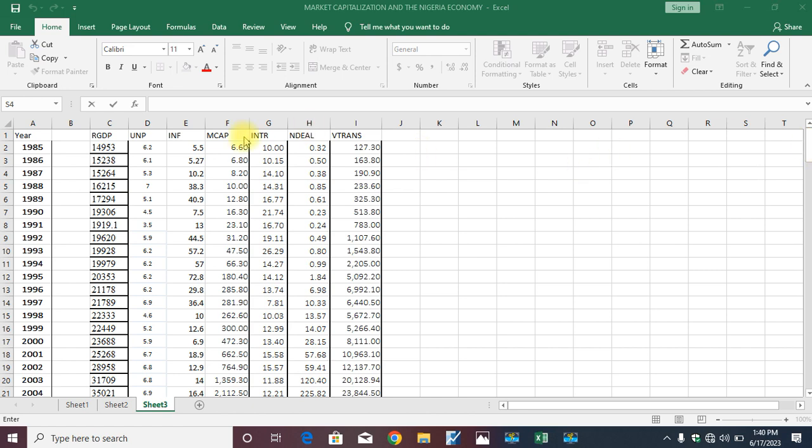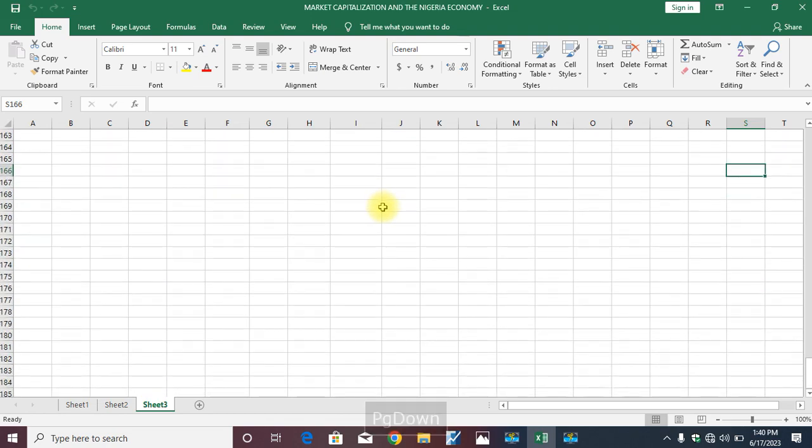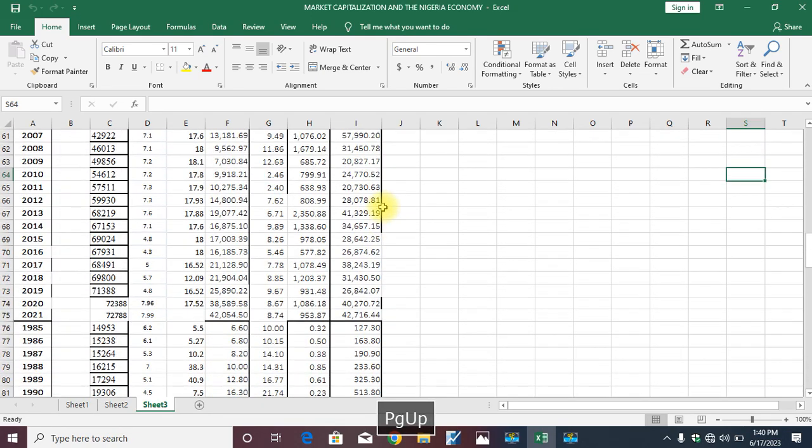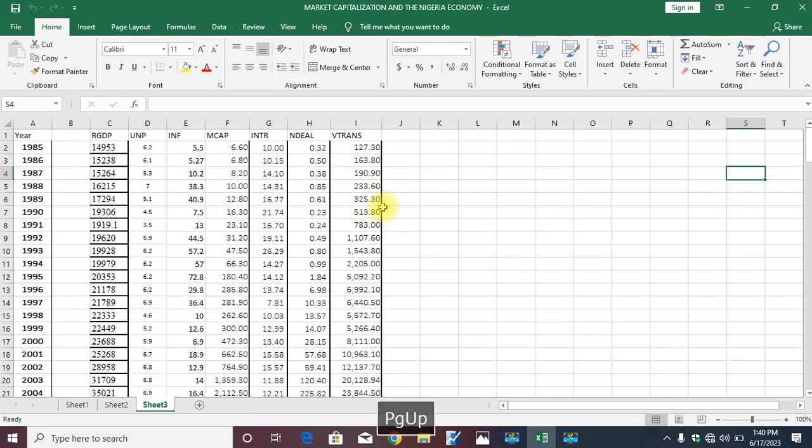We have the stock market variables starting from 1985 to 2021. This particular data was collected from the Central Bank Statistical Bulletin. So in this data set, we will be using our GDP as a proxy for economic growth, while market capitalization, interest rates, the number of deals in the stock market, and the value of transactions in the stock market will serve as the explanatory variables in the estimation.